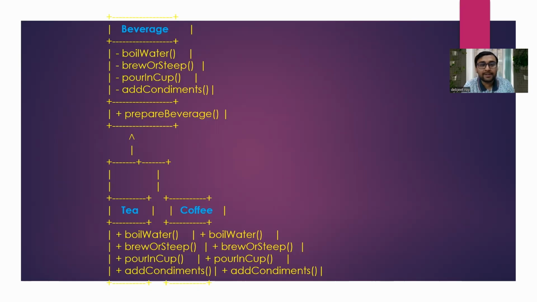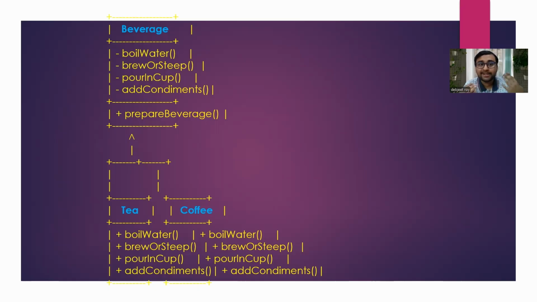Tea and coffee implement Beverage, which is an abstract class, and within that abstract class there is a set of methods: boil water, brew tea, pour in cup, add condiments, and then there is prepare beverage. Within it, the steps are called in order: boil water is called first, then brew or steep, then pour in cup. So these are the steps we have to follow.